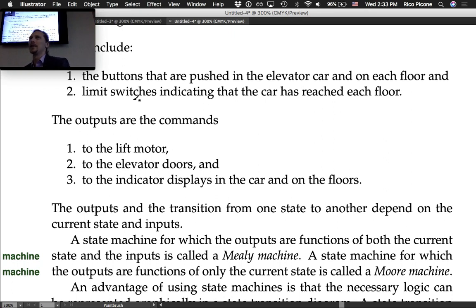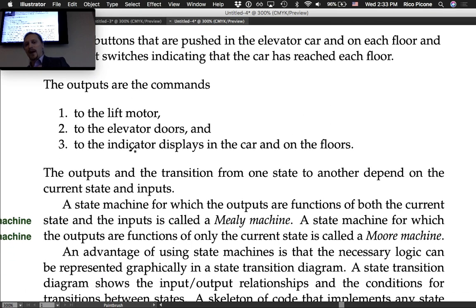And you have to figure out this state is occurring, these are my inputs, this is what I need to do. Good. And then also we might want to output indications in the cars and on the floors, like where the lift is. Yeah. In the elevator. Yeah, so maybe lights, maybe dings, you know. The outputs and the transition from one state to another depend on the current state and inputs. Okay, so what are we doing right now? Are we on floor 1? And also, what are the buttons doing? You know, what are the inputs?